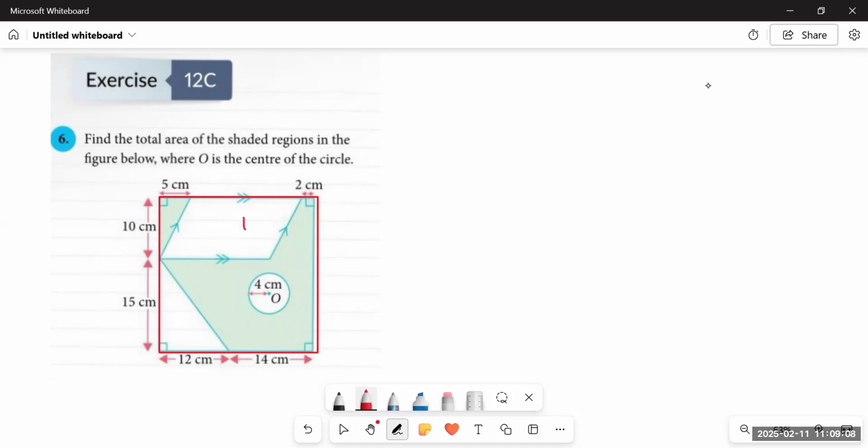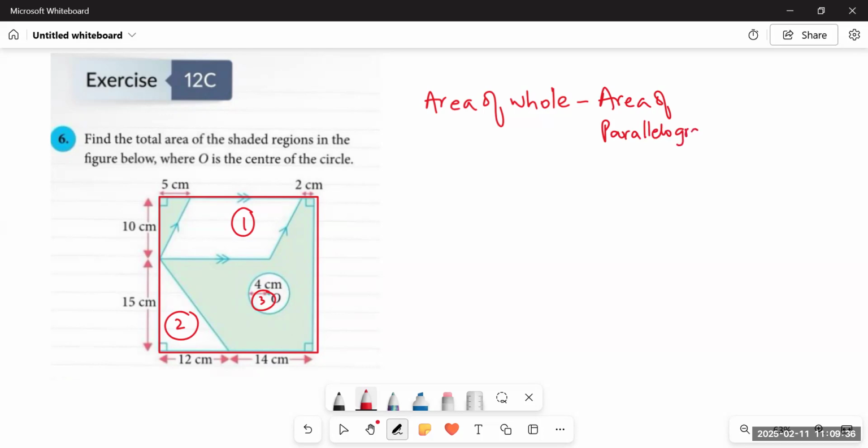Now, if we find out the area of this whole shape, we can see that there is an unshaded parallelogram. Let us mark it with 1. Then an unshaded triangle, number 2, and an unshaded circle. These 3 unshaded parts. So if we find out the area of the whole shape, and then subtract the area of the parallelogram, the area of the triangle, and the area of the circle, we will come up with the area of the shaded region.